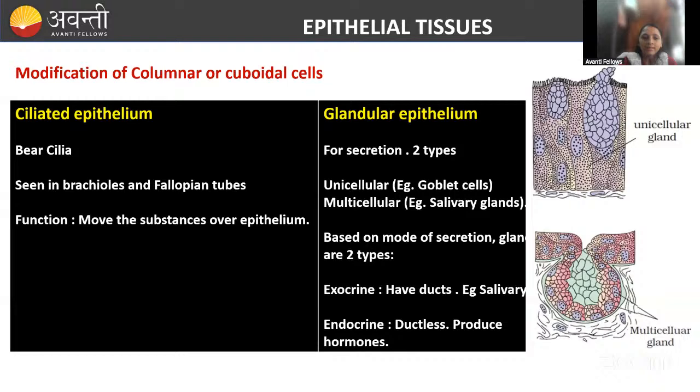Fine. Then coming to the modifications of the columnar or cuboidal cells. Mainly here you can see ciliated cells are there.